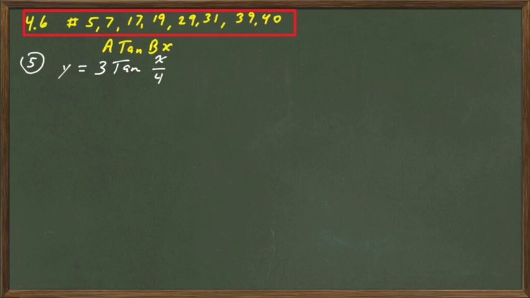What is the period on this? For tangent and cotangent, the period is pi over b. Pi over, what's b here? 1/4. Do you know how to divide by 1/4? Multiply by the reciprocal, 4. So hopefully that makes your period 4 pi.